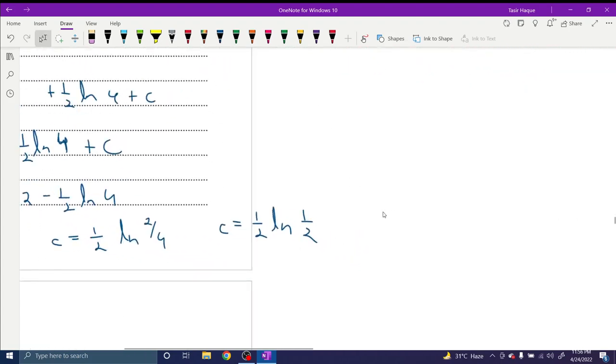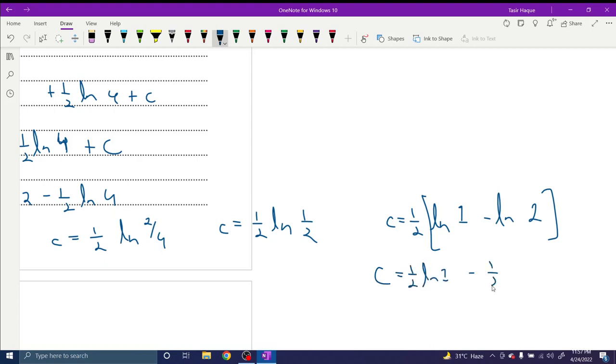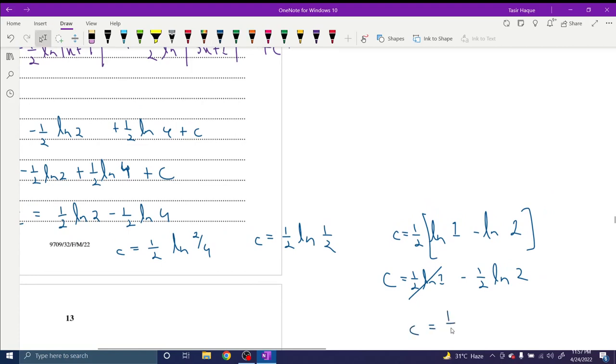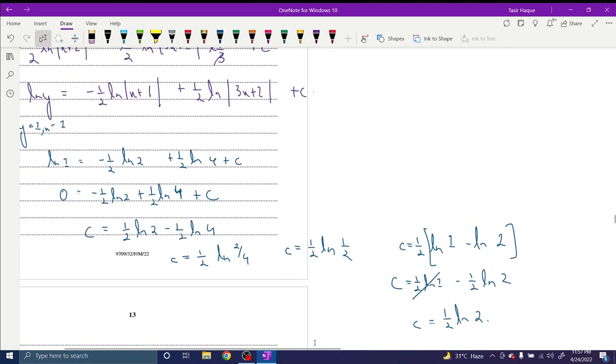So how do we break this down? We can actually write this as c is equal to half (ln 1 minus ln 2). Okay, c is equal to half ln 1 minus half ln 2. So half ln 1 is actually 0, right? So we get a value of c is equal to minus half ln 2 only. This is the value of c.